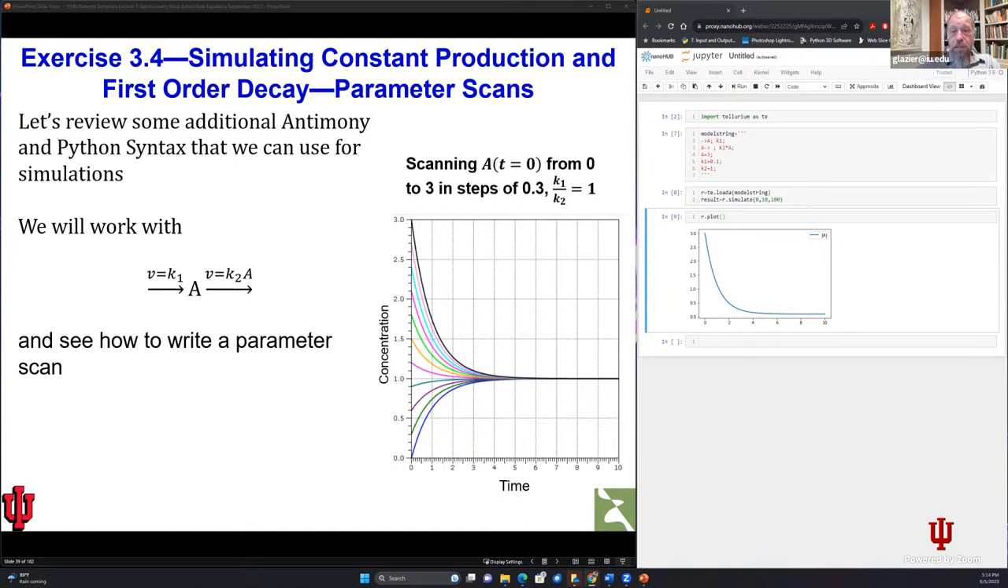Okay. If you've got this working, I would suggest changing the values of K1 and K2 and exploring how the time series changes. And also you could change the initial value A and see how the time series changes.